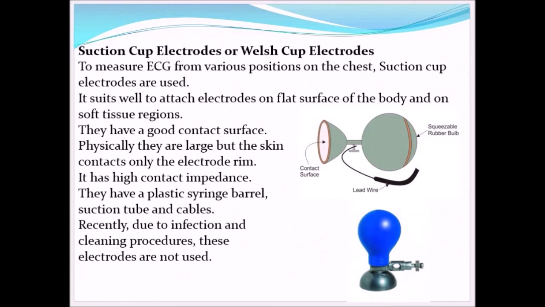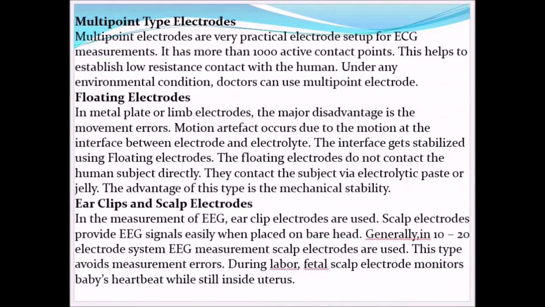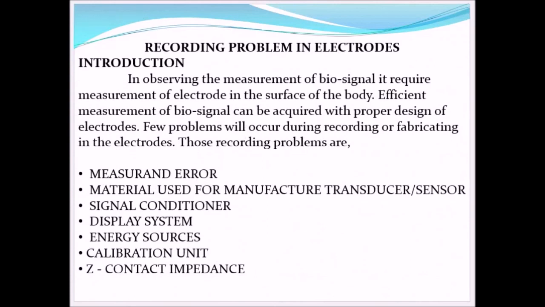Then this is the suction type electrode, which is used mostly in ECG. This is the adhesive type, which is used on the surface as well as on the scalp. Then floating electrodes, multi-point electrodes and ear clips. These ear clips and scalp electrodes are mostly used as a reference and also in EEG signals. Then finally, coming to the recording problems in the electrodes: what are the different types of recording problems?